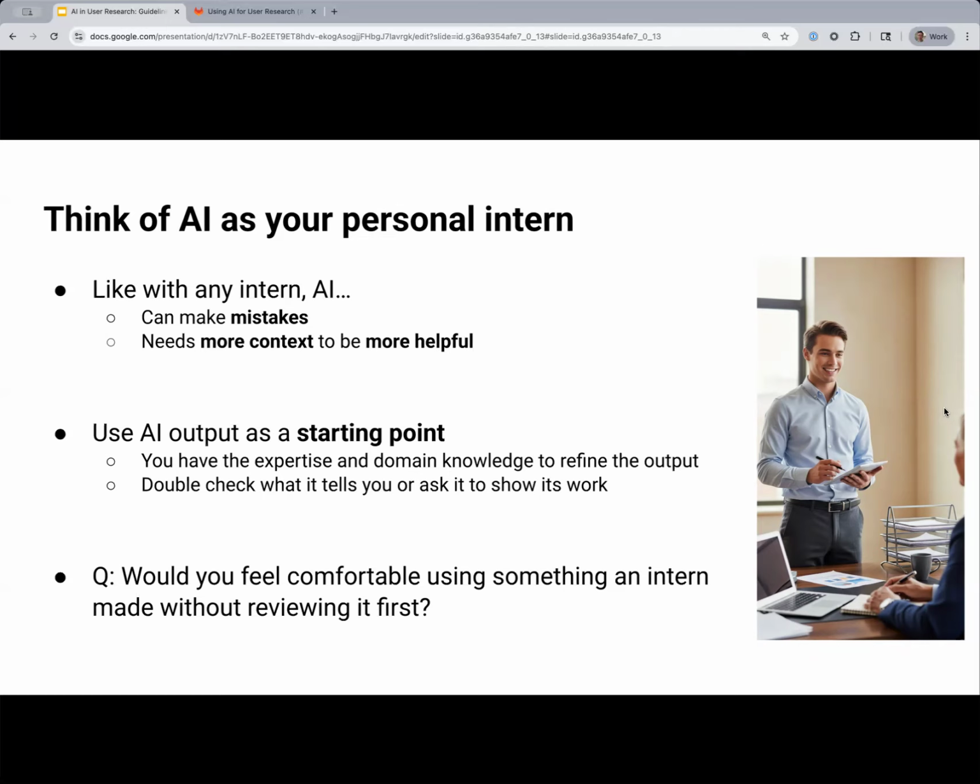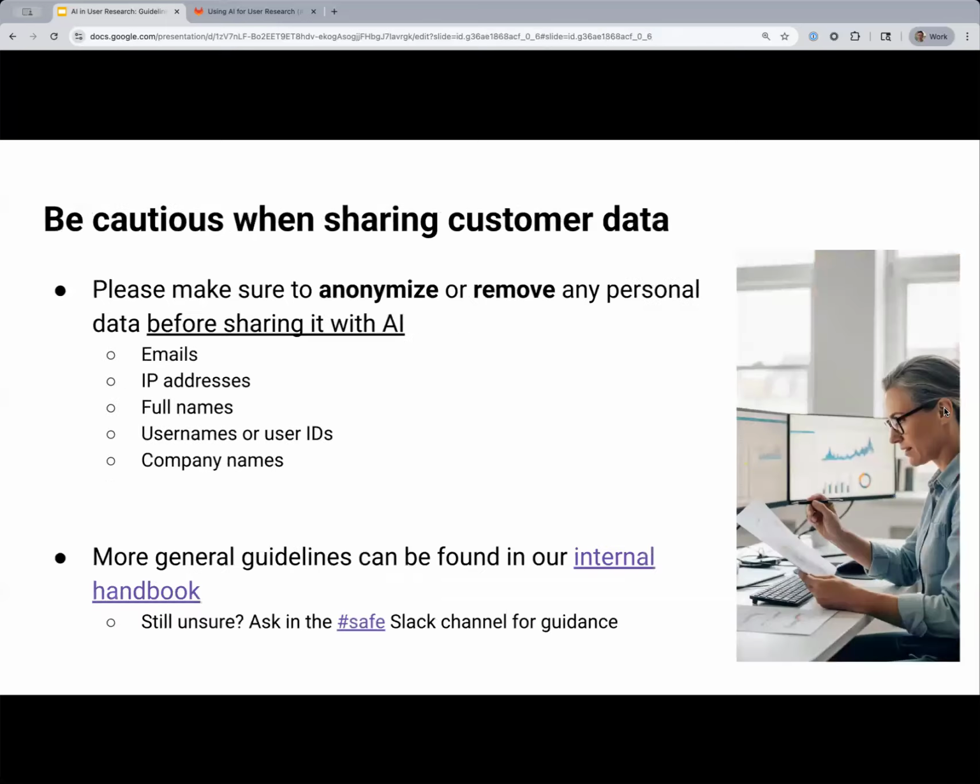And so because of that lack of context, they can end up making mistakes, and they need that context in order to provide more helpful outputs in this case. And so we have to use AI as the starting point and really leverage our expertise and our domain knowledge, whether we're in design or research, to refine that output. And so one way to do that is just by double checking its work.